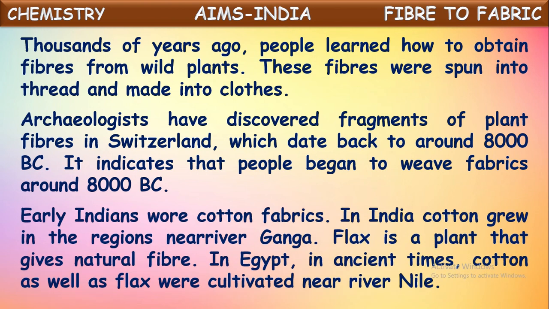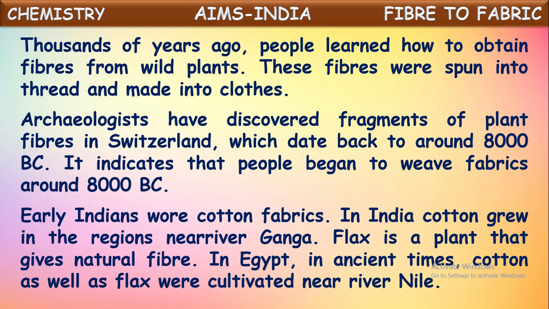Early Indians wore cotton fabric. In India, cotton grew in the regions near Ganga and Krishna, even Godavari too, isn't it? Flax is a plant that gives natural fiber. So we can say these two are plant fibers, cotton fiber and flax fiber. These were used in the starting days. From the cotton bolls, cotton fiber is derived. From this, cotton fabric is made and cloths are woven with that, isn't it?